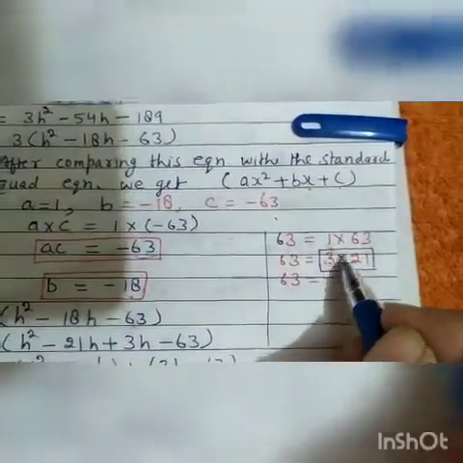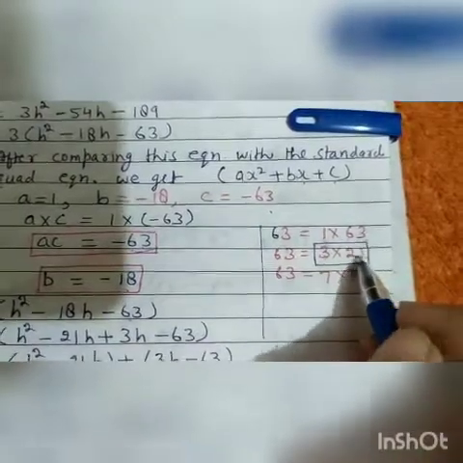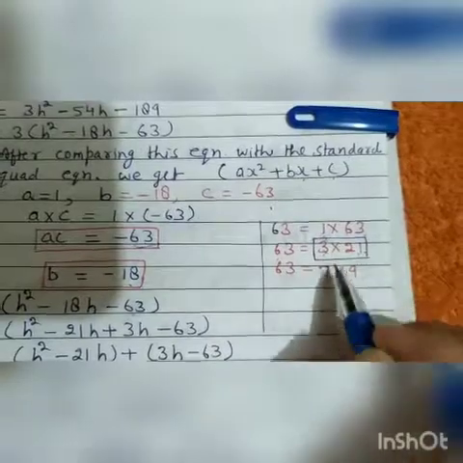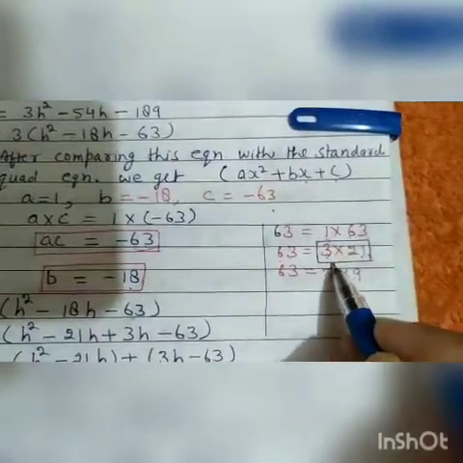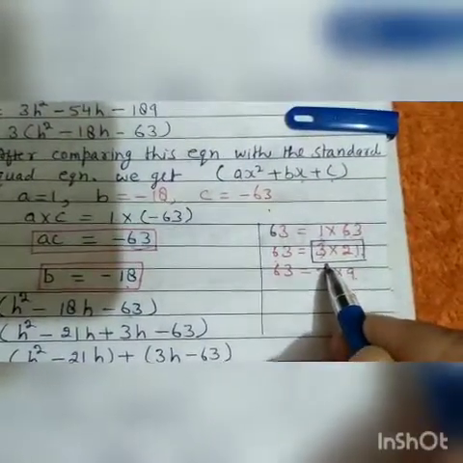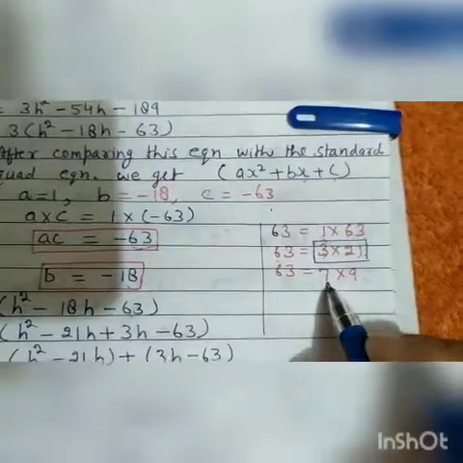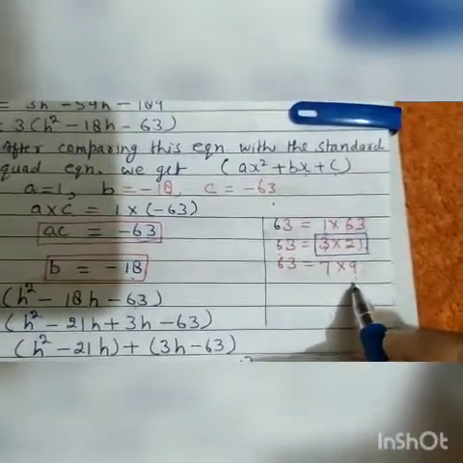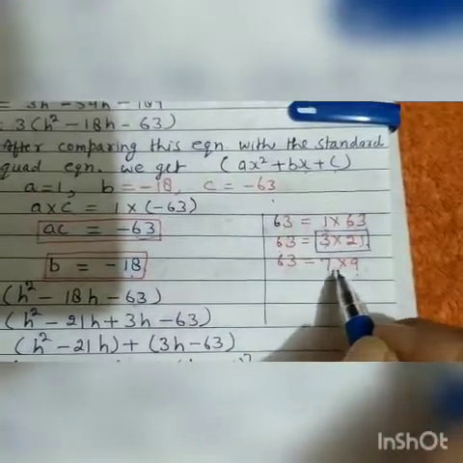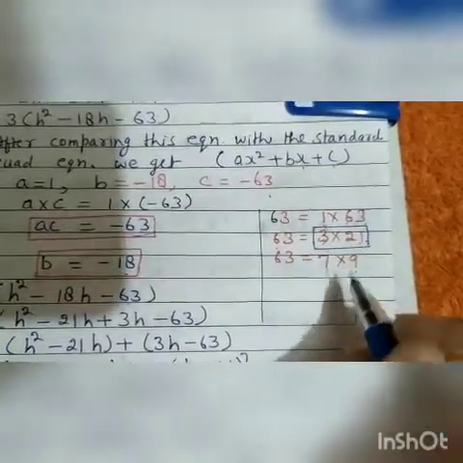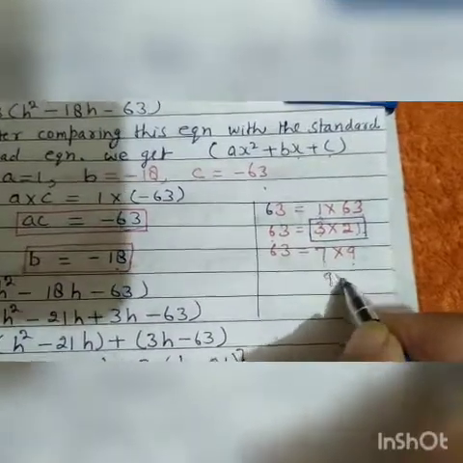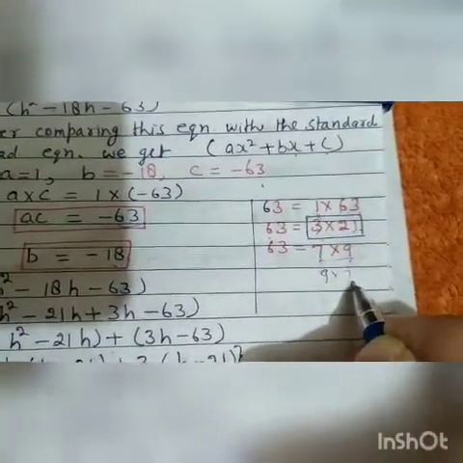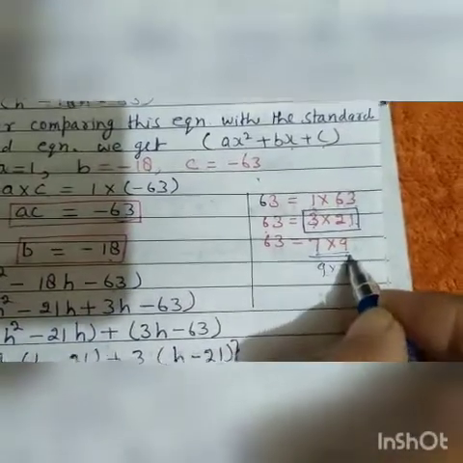Then 3 times 2 is 6, 3 times 1 is 3, that is 21, 3 times 63. After 3, 63 is not divisible by 4, 5 and 6. So we will take now 7, 7 times 9 is 63. Again we stop here because after 7, 63 is not divisible by 8, and if we take 9, then it will be 9 times 7 is 63. So these factors are repeating here, so we stop here.